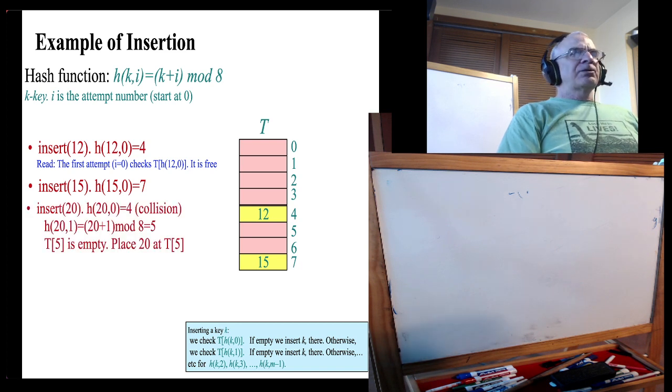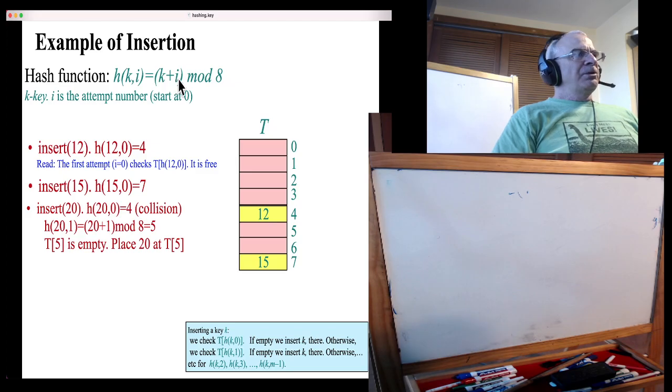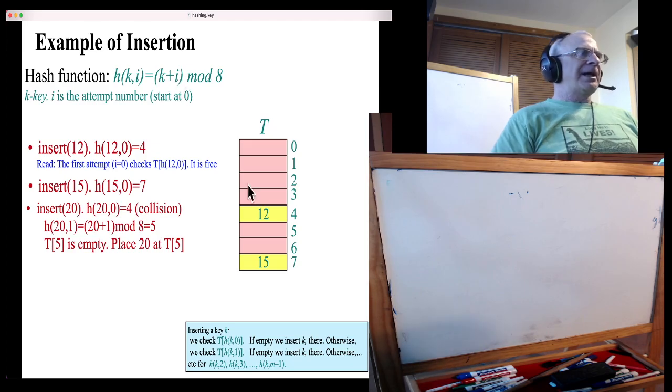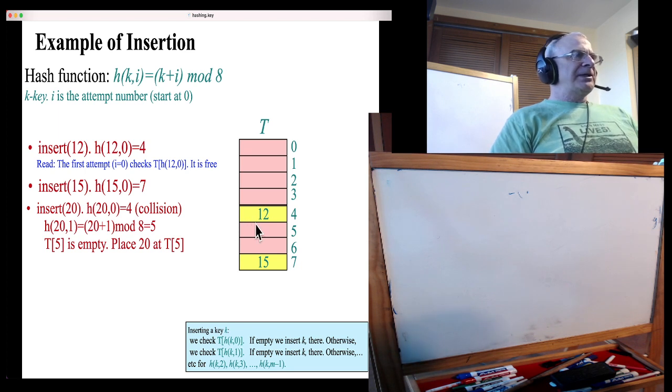I want next to insert a 20. 20 plus 0 modulo 8 is 4, going to cell number 4. Somebody is living there. So my next attempt is just k plus i, which naturally just makes me move one cell downward. Of course, cyclic, modulo 8. So the next cell that I'll try is 5. This cell is empty, and that's where 20 is going to live.